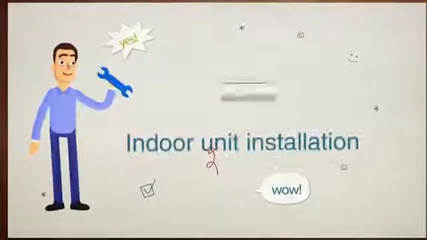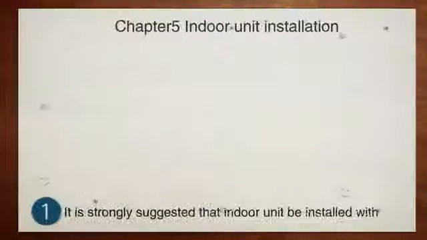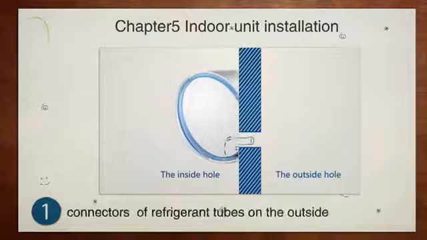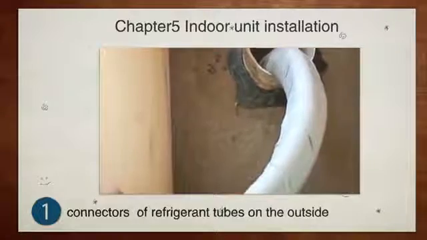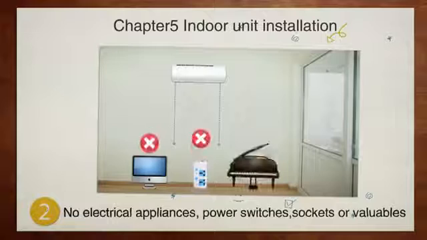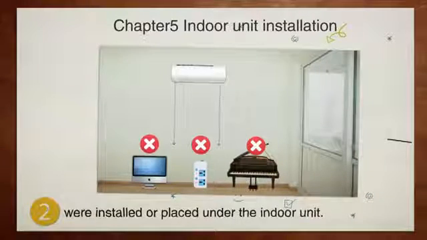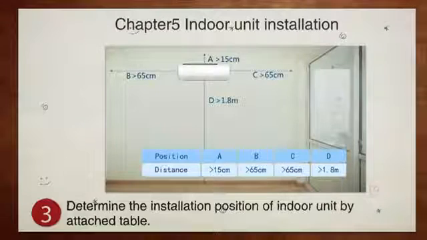Chapter 5. Indoor unit installation. Number 1. It is strongly suggested that indoor unit be installed with connectors of refrigerant tubes on the outside. Number 2. No electrical appliances, power switches, sockets, or valuables should be installed or placed under the indoor unit. Number 3. Determine the installation position of indoor unit by attached table.